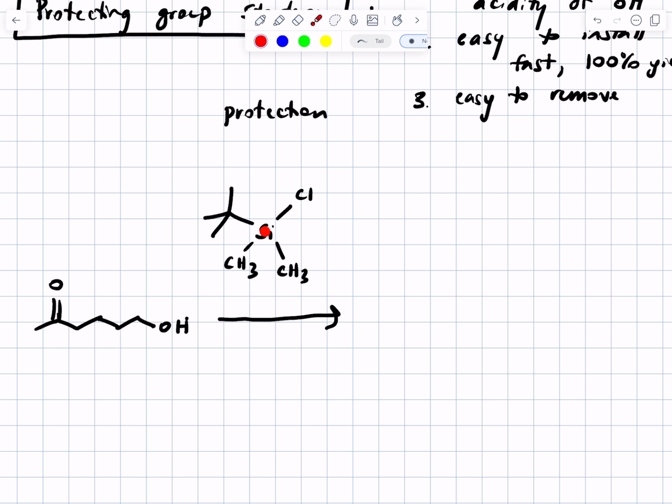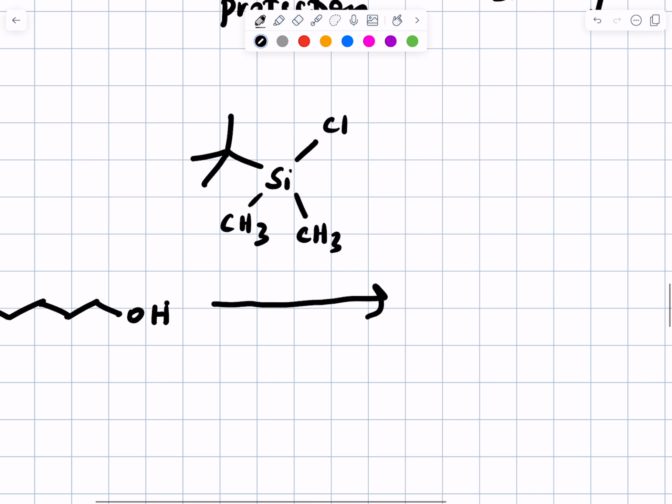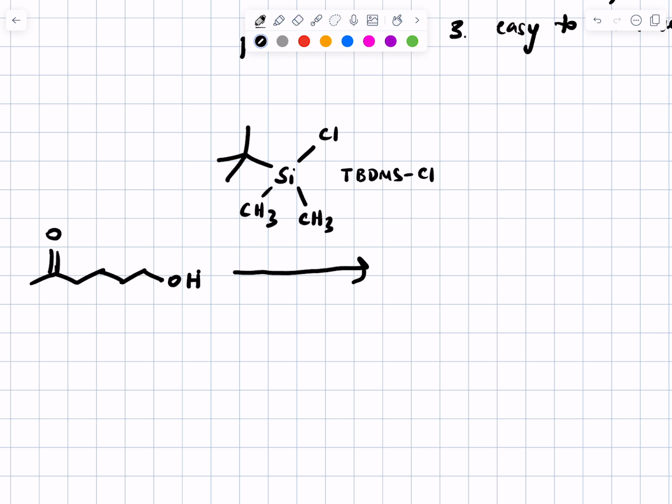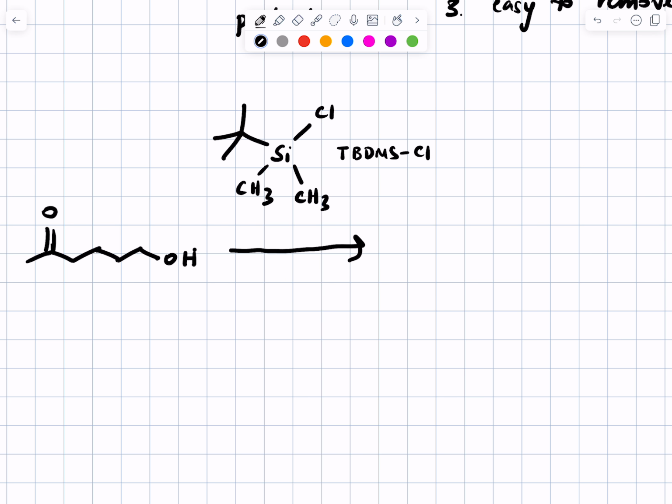So if you were comparing silicon to carbon, you'd say this looks kind of like a tertiary alkyl halide, where you've got a chloro leaving group. This reagent, because it's a pain to draw, we abbreviate as TBDMS chloride, where TB stands for tert butyl, DM is dimethyl, S is silyl, and then chloride. TBDMS chloride is the reagent, and then you need sort of a weak base because ultimately we need to lose the proton on the oxygen.